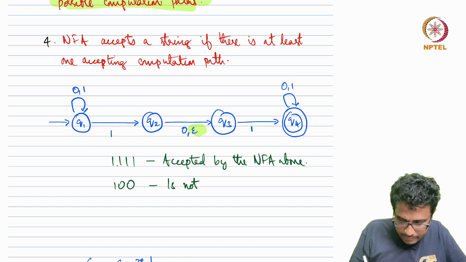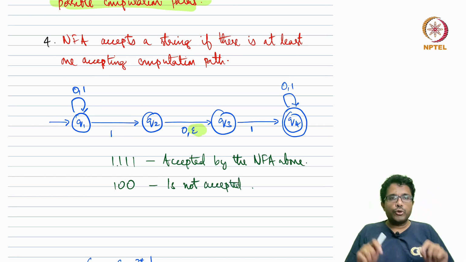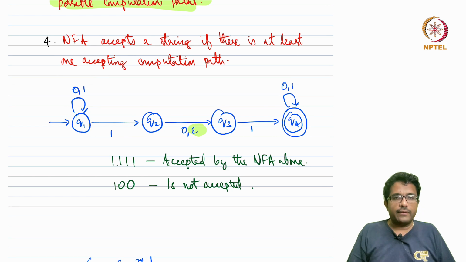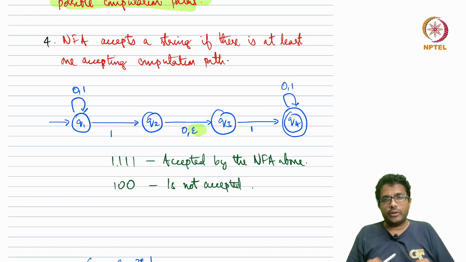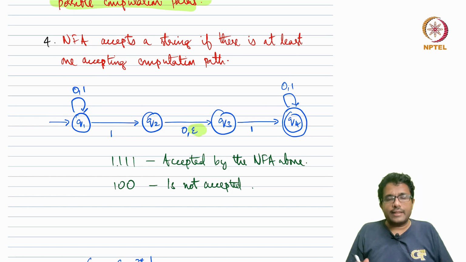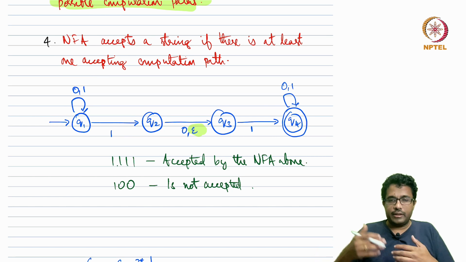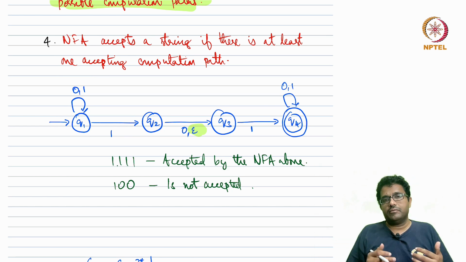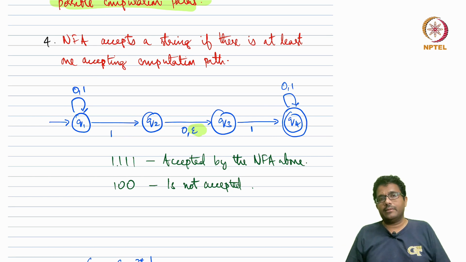Is not accepted. By that, what I mean is there is no way for this NFA to read 100, or process 100, such that it ends at the accepting state. So if you are at a certain state and you don't have a valid outgoing arrow corresponding to the next symbol, that means that is not a valid computation path available.